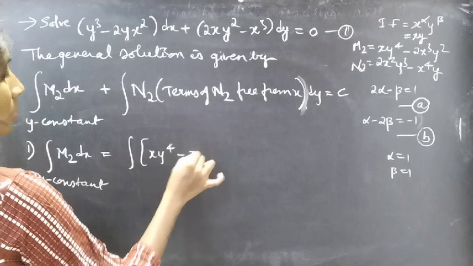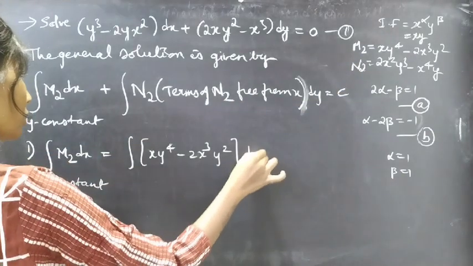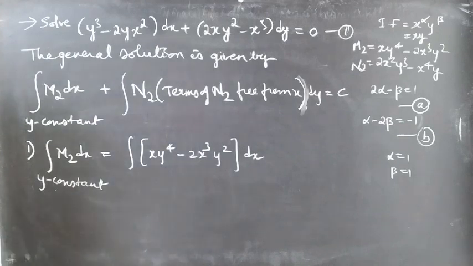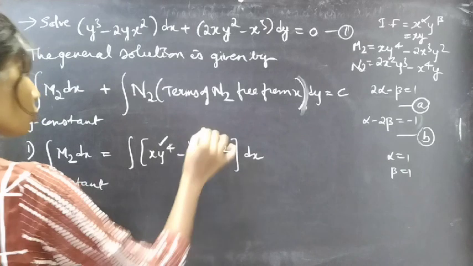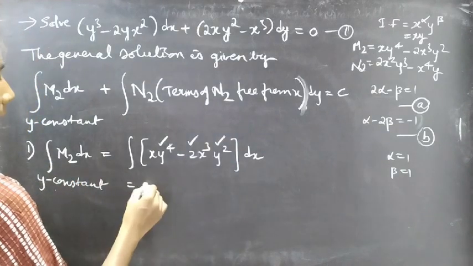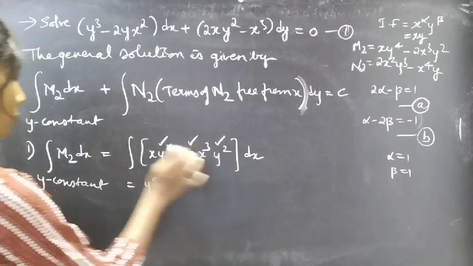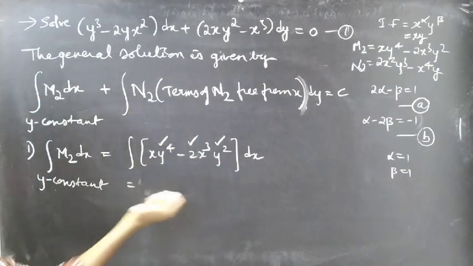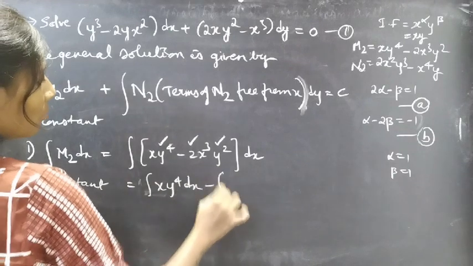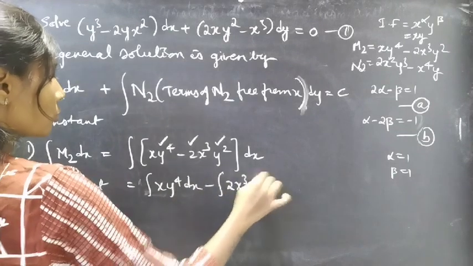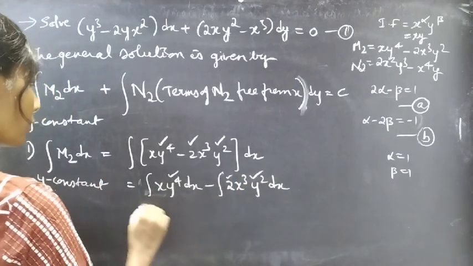x y power 4 minus 2x cube y square into dx. Here y has to be treated as constant, so y power 4 and y square are constants, 2 is also constant, so we can write this integral as y power 4 integral x dx, or I'll write one more step, integral x y power 4 dx minus integral 2 x cube y square dx. Now I'll take the constant outside the integral.